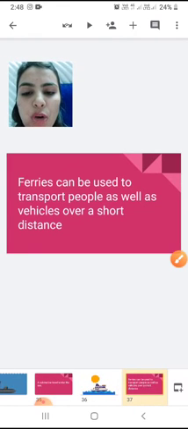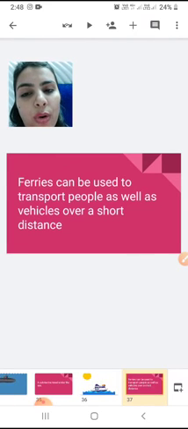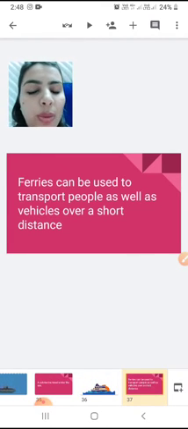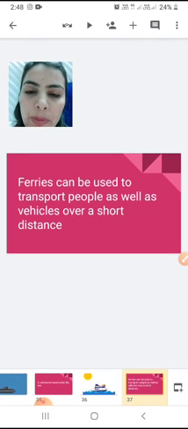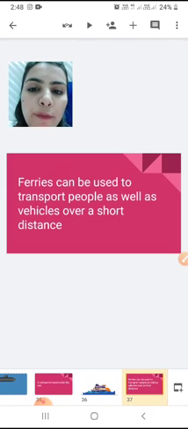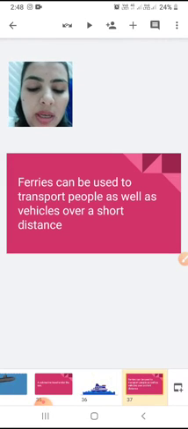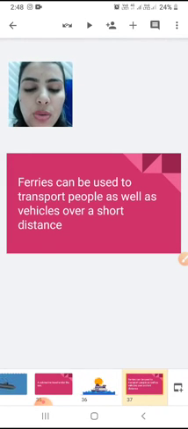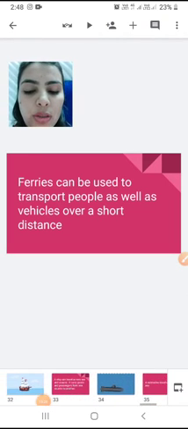Ferries can be used to transport people as well as vehicles over a short distance. Whenever we want to go a short distance through the water, we can use ferries in a particular state or city. It transports people, but it also transports the vehicles with them. So this is the use of water transport.